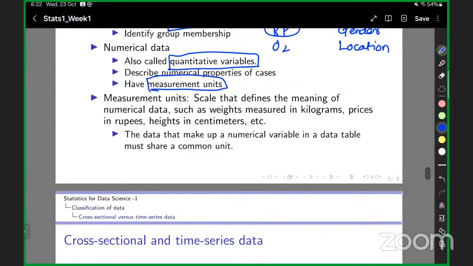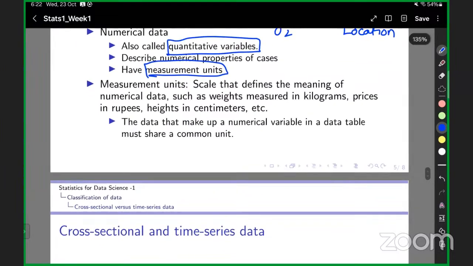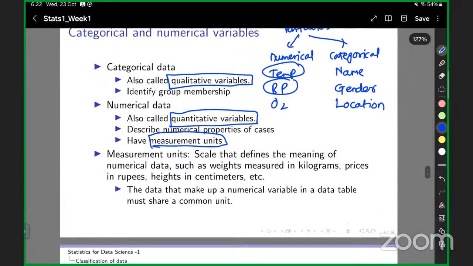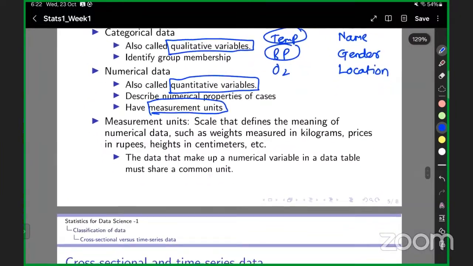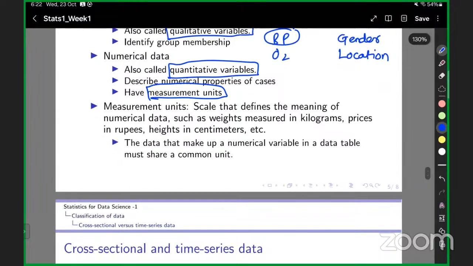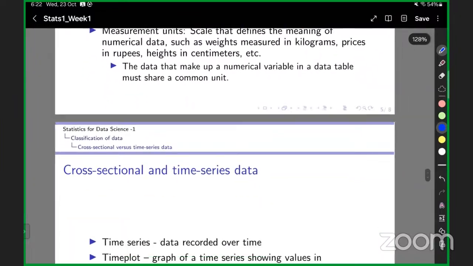Sir, yes, sir, BP comes under which scale, sir? Which scale of measurement? We'll go there. Okay, sir.